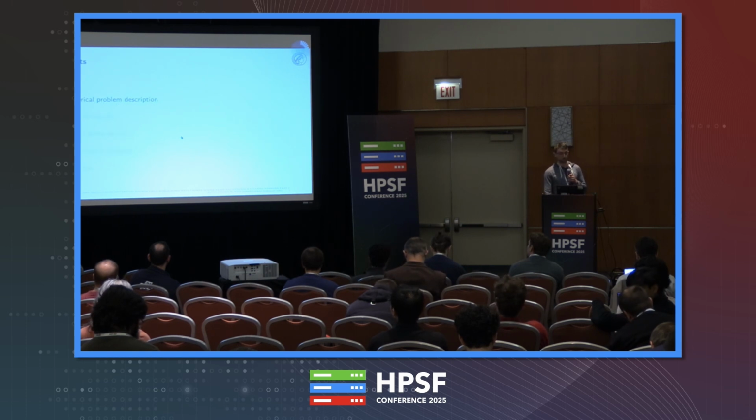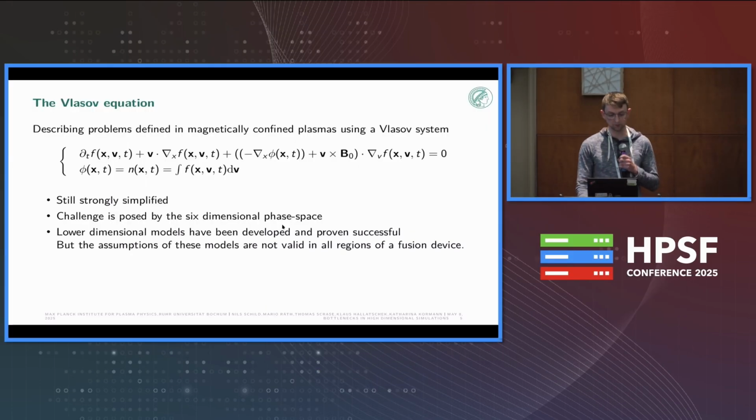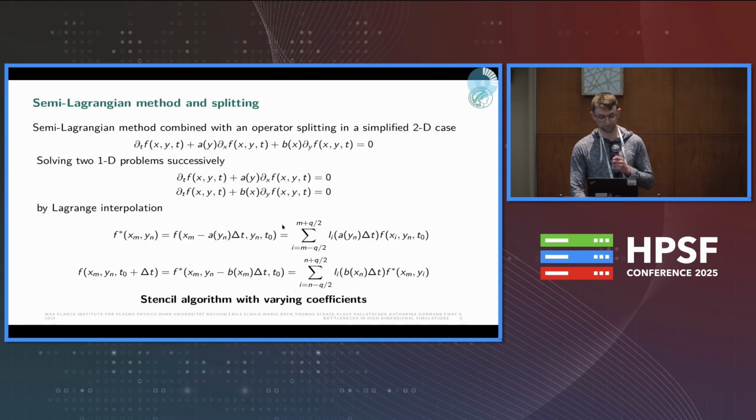The physical background of this is similar to the DDC library, which was presented yesterday. We would like to solve the Vlasov equation, which can be used to define the motion of magnetically confined plasmas. The model that we're currently using is still strongly simplified. It's an advection equation. The challenge here is the 6-dimensional phase space. Lower dimensional models have been developed and proven successful, but the assumptions of these models are not necessarily valid in all regions of a fusion device.